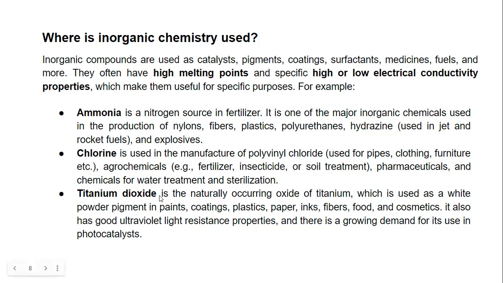Next is titanium dioxide. It is the naturally occurring oxide of titanium, which is used as a white powder pigment in paints for coating, plastics, paper, ink, fiber, food, and cosmetics. It also has good ultraviolet light resistive properties, and there is a growing demand for its use in photocatalysts. Photocatalysts are used especially in the domain of physical chemistry.